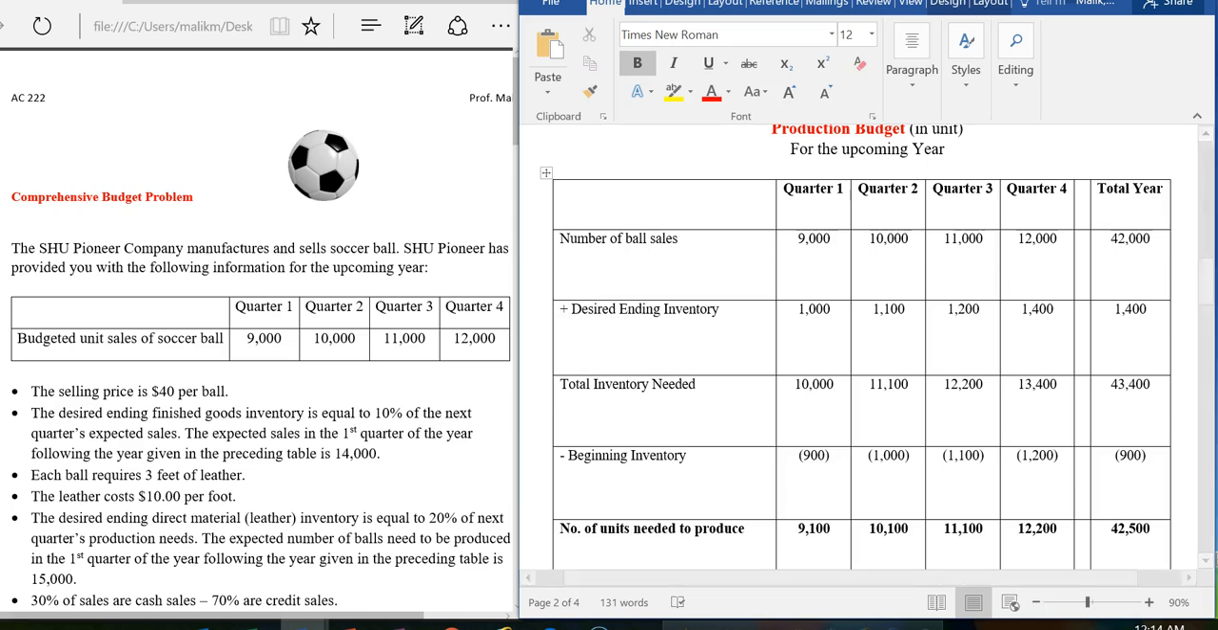Again, we will also double check it. If you add across these columns, let's do it: 9,100 plus 10,100 plus 11,100 plus 12,200, you should get the same number, which is 42,500.